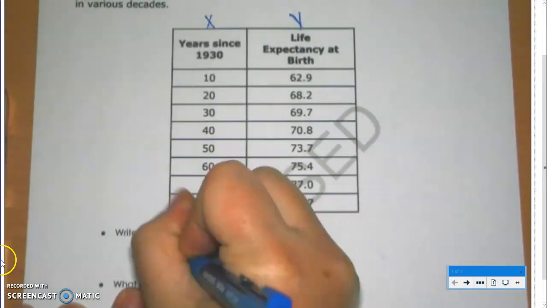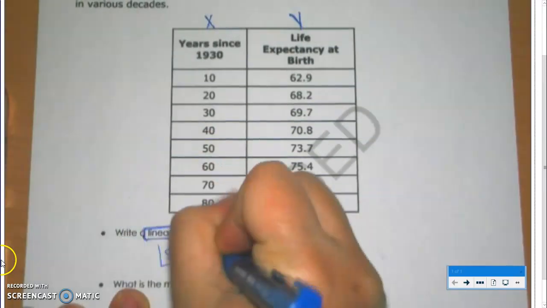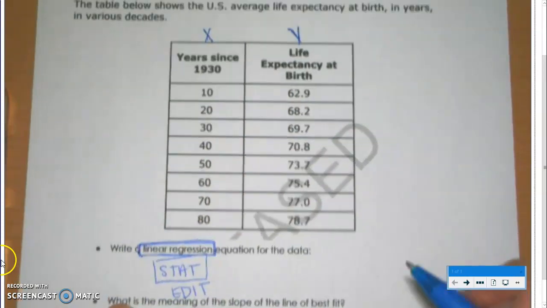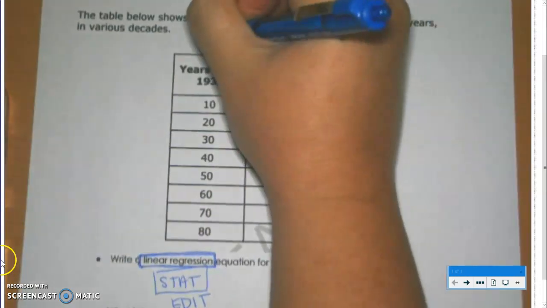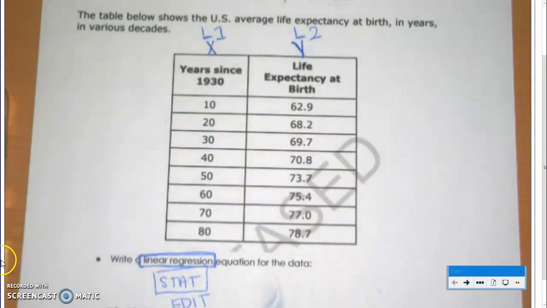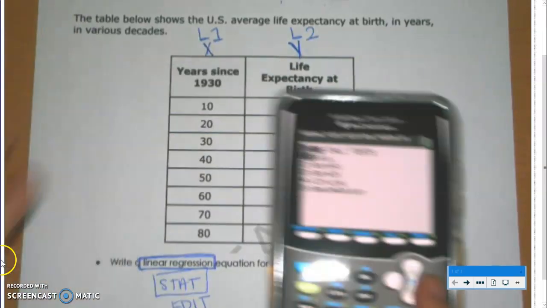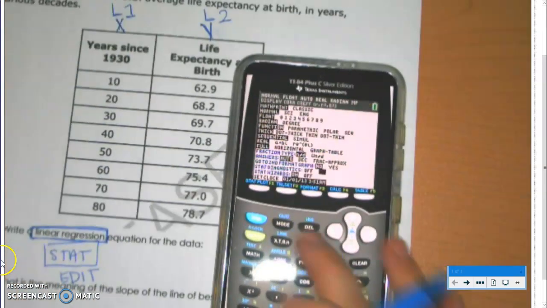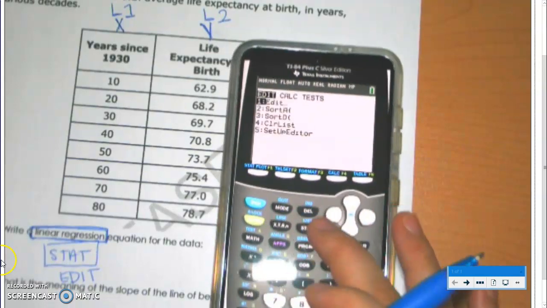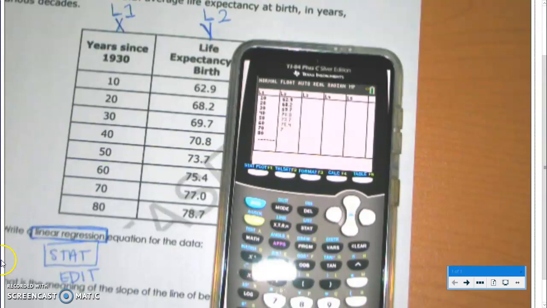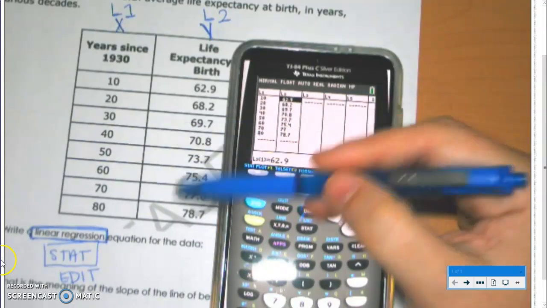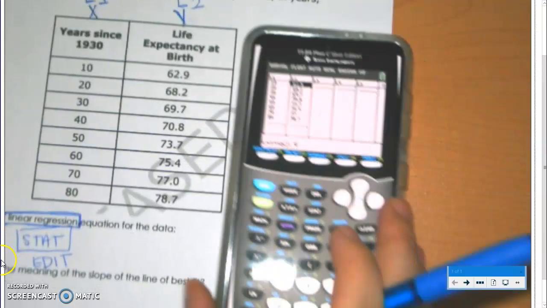So I'm going to push the button that says stat. And then I'm going to click enter on edit. And I'm going to make the X stuff go in L1 and the Y stuff go in L2. Now for the sake of time, I already did that. So if I push stat, and enter, I already made my L1 and L2 the same as what is in this table. All right, so now I'm ready to get the equation.